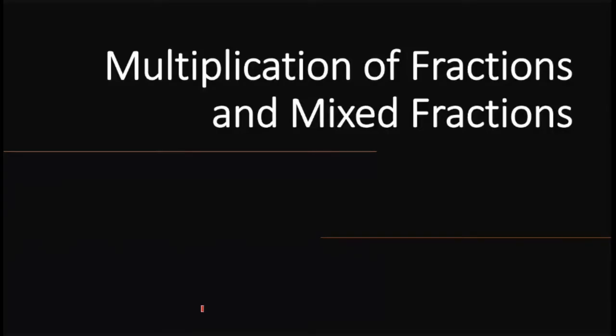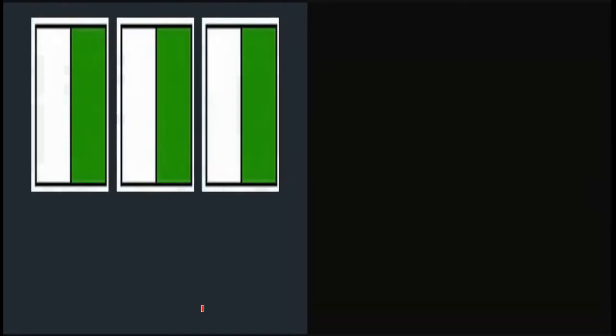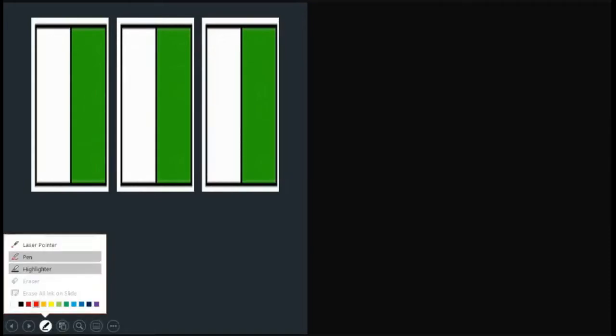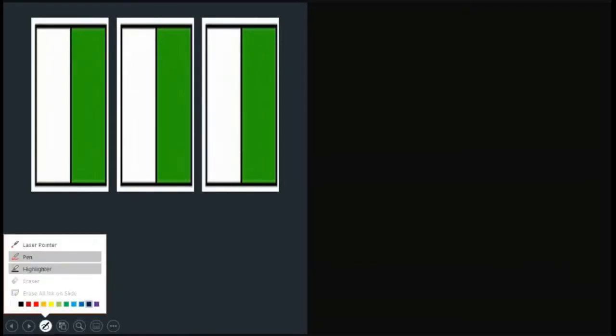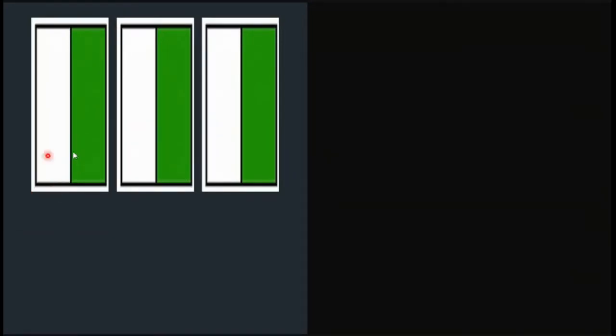Multiplication of fraction and mixed fraction? Okay. For example, I have here... what fraction is this? Wait, you can't see it. Laser. Here. What fraction is this, when we read it? 1/2. Very good, Marian.